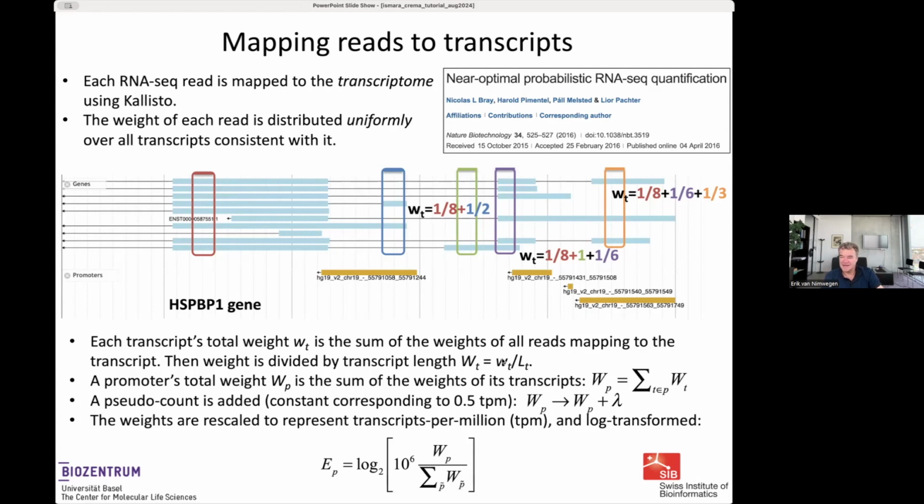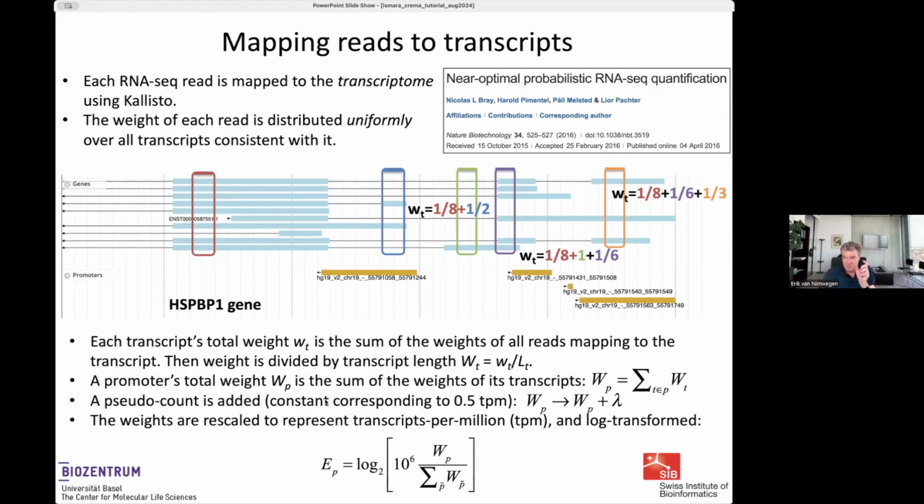Then we divide that weight by the length of the transcript, right? So to normalize, I want to get a weight that is proportional to the number of mRNAs that there were for this transcript. So I have to divide by the length because you can have reads all along the transcript.